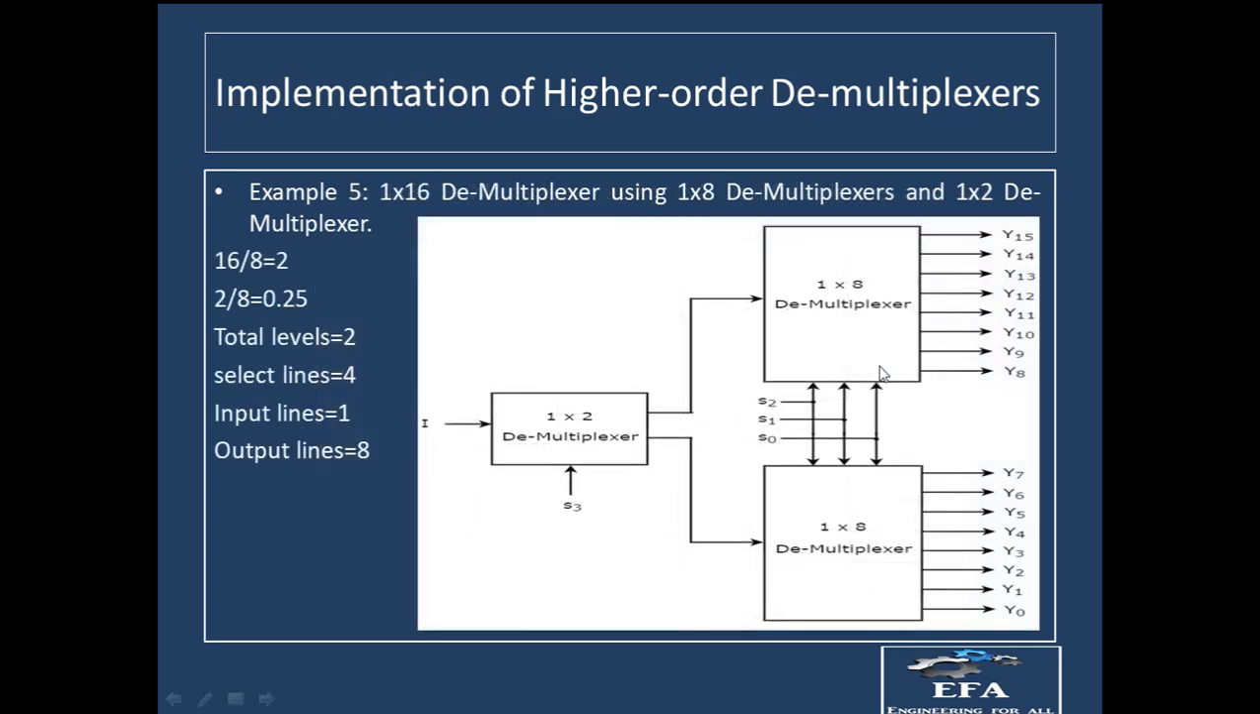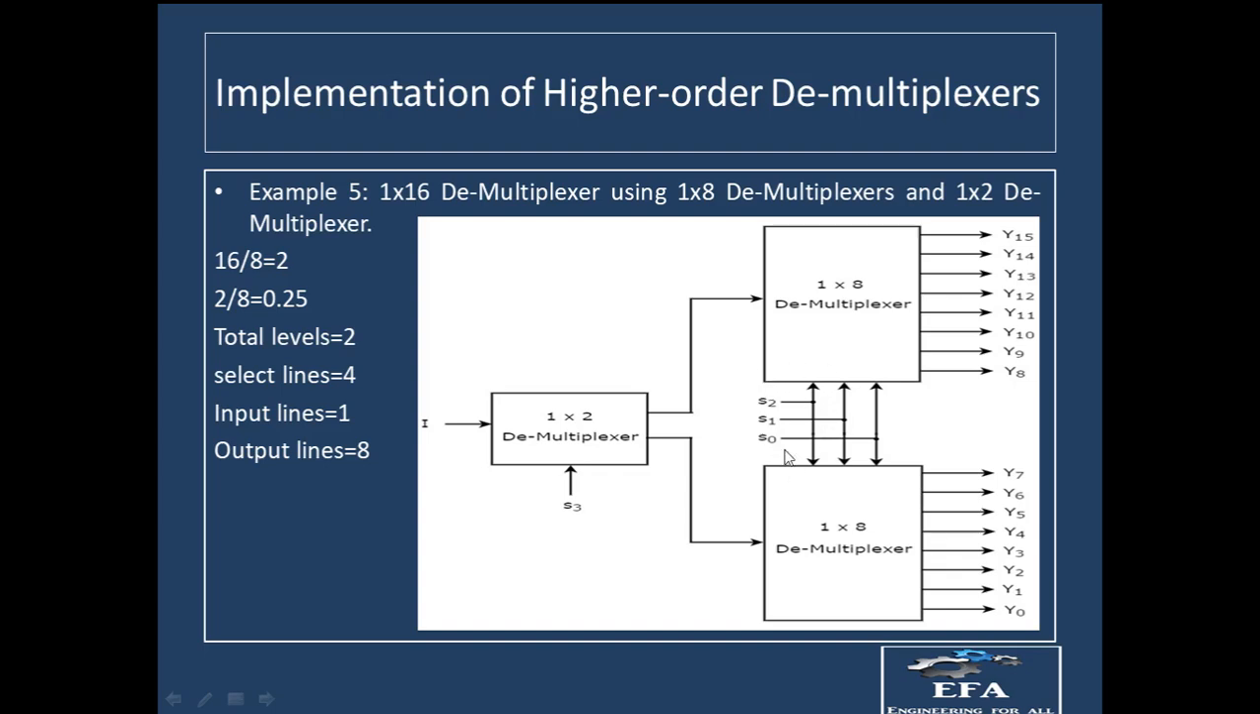Next one is the implementation of a 1 cross 16 demultiplexer using a 1 cross 8 demultiplexer and a 1 cross 2 demultiplexer. Again dividing 16 by 8, we will be having a value equal to 2, and 2 divided by 8 will be equal to 0.25. So again we are having two levels. This will be our first level and this will be our second level. In the first level we will be using a 1 cross 2 demultiplexer. In the second level we will be using 1 cross 8 demultiplexers.